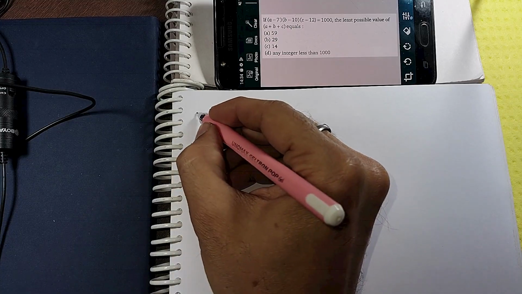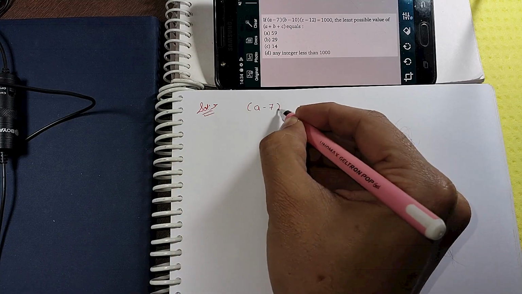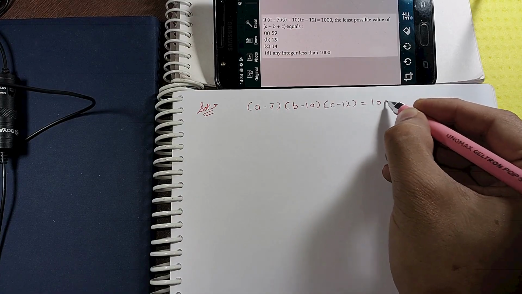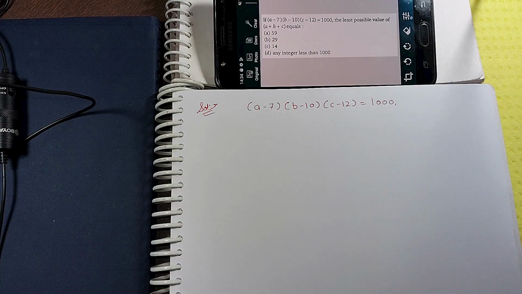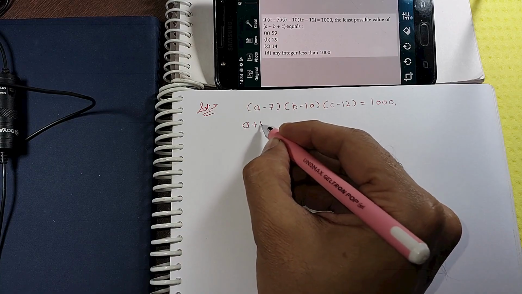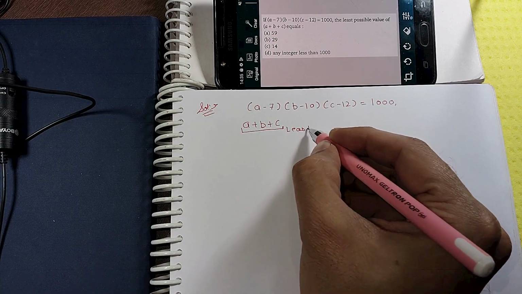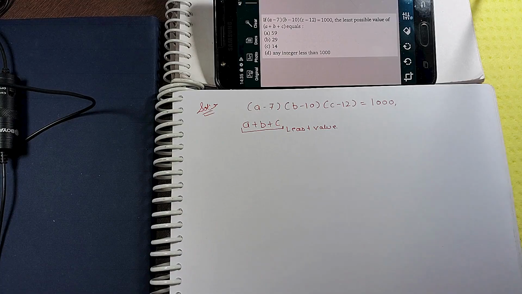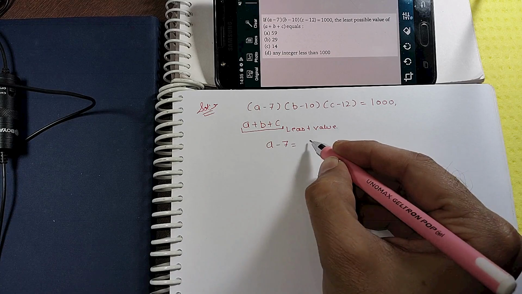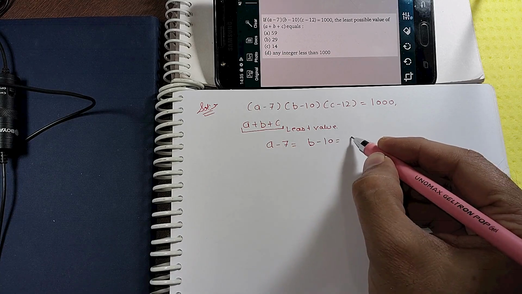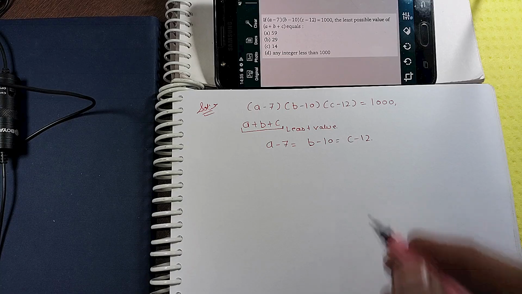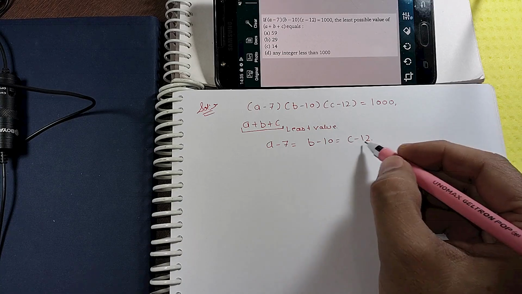If (A minus 7) multiplied by (B minus 10) multiplied by (C minus 12) is equal to 1000, the least value of A plus B plus C equals? So we need to find the least value of A plus B plus C. Since this product is equal to 1000, the least value can be possible only when A minus 7 is equal to B minus 10 is equal to C minus 12. Now in what scenarios can it be equal? It can be equal and this product should be equal to 1000.